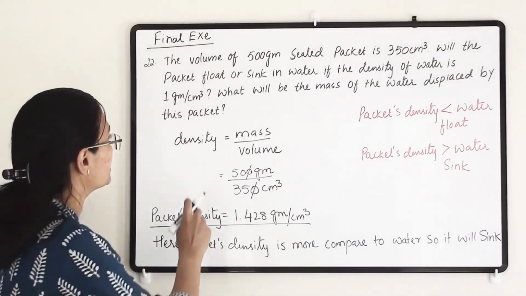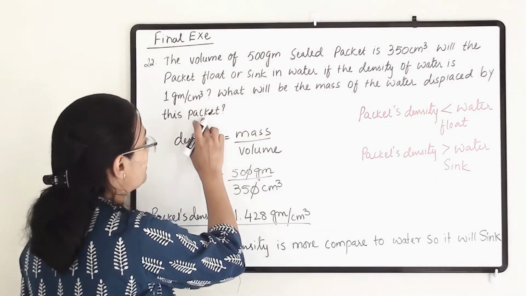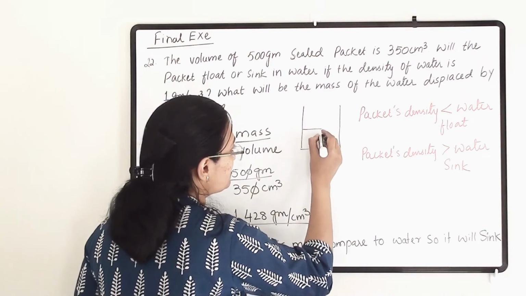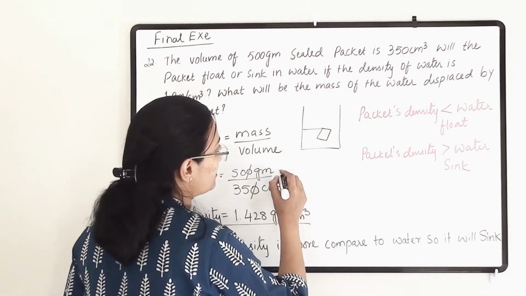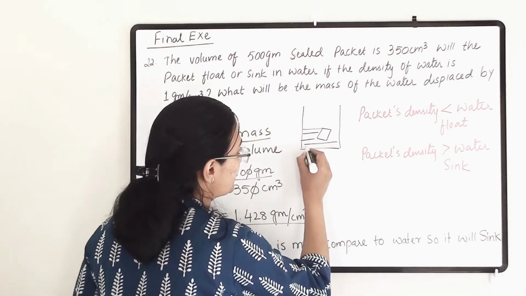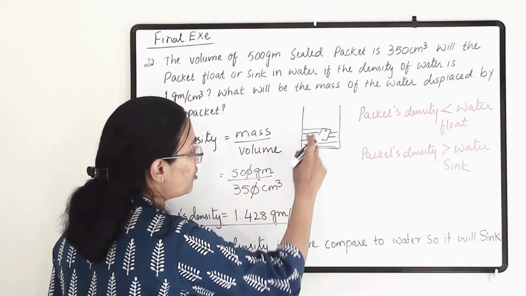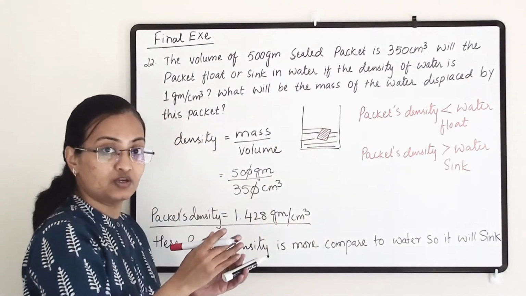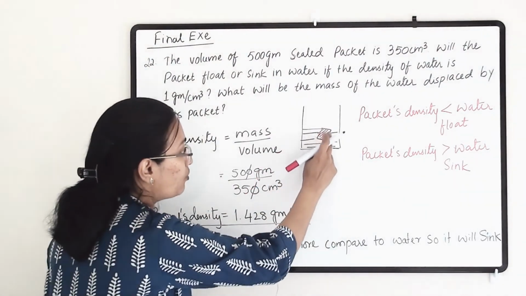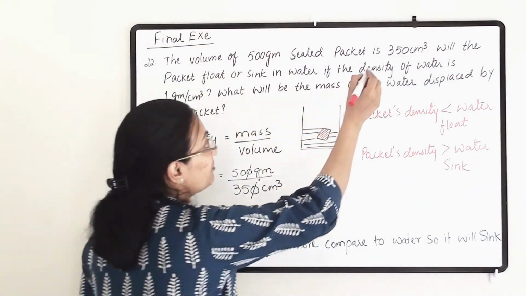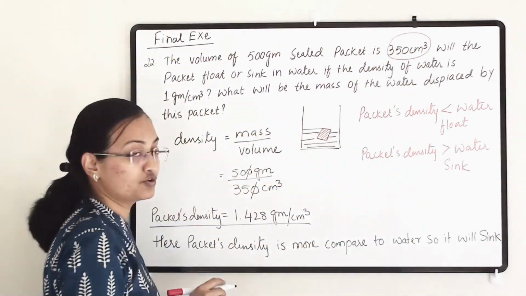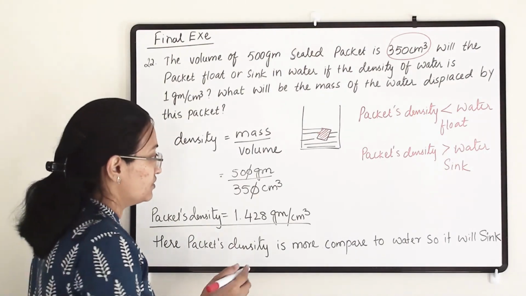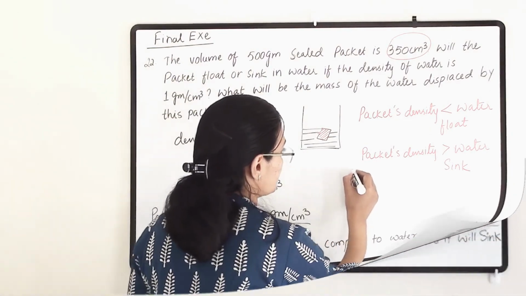Now next question is, what will be the mass of water displaced by the packet? For example, if this is a container and this much is the packet we have kept inside the water. So how much water will it displace? However much the volume of this object is, that much water it will displace. So it will be equal to the volume of the packet. So here the volume of the packet is 350 centimeter cube. So that much volume of water will be displaced by the packet. So here the second answer is 350 centimeter cube.